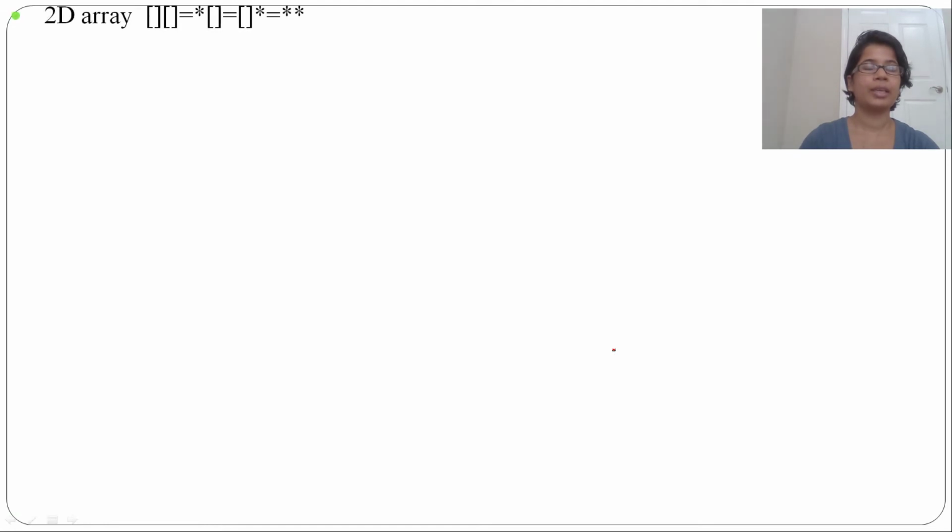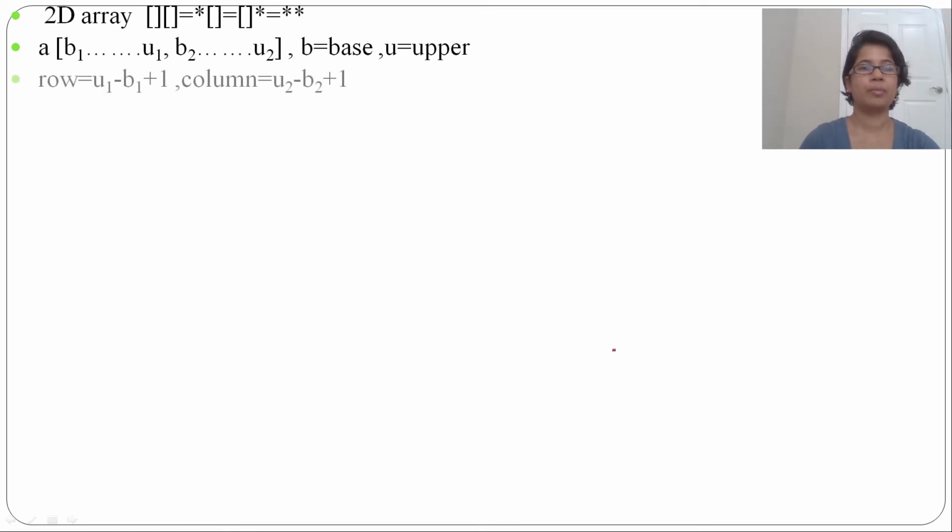Next, a 2D array can be represented either as 2 brackets, or 1 asterisk and 1 bracket, or 1 bracket and 1 asterisk, or 2 asterisks. Now find the location. A[B1..U1][B2..U2], where B is the base and U is the upper bound. So rows will be U1 minus B1 plus 1, columns will be U2 minus B2 plus 1. Now find the location in row major order. First, what is row major order? If you are saving data row-wise, it is called row major order.